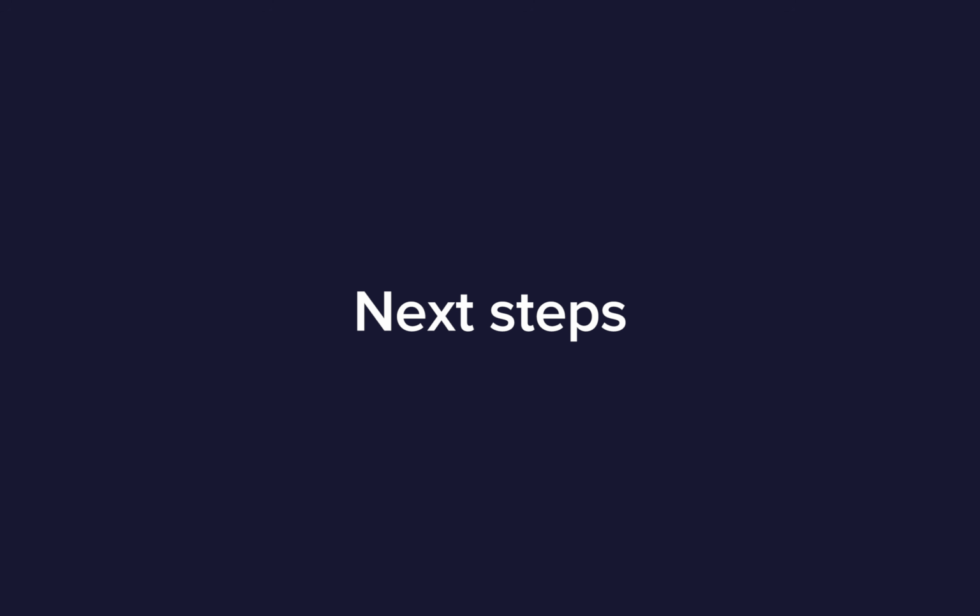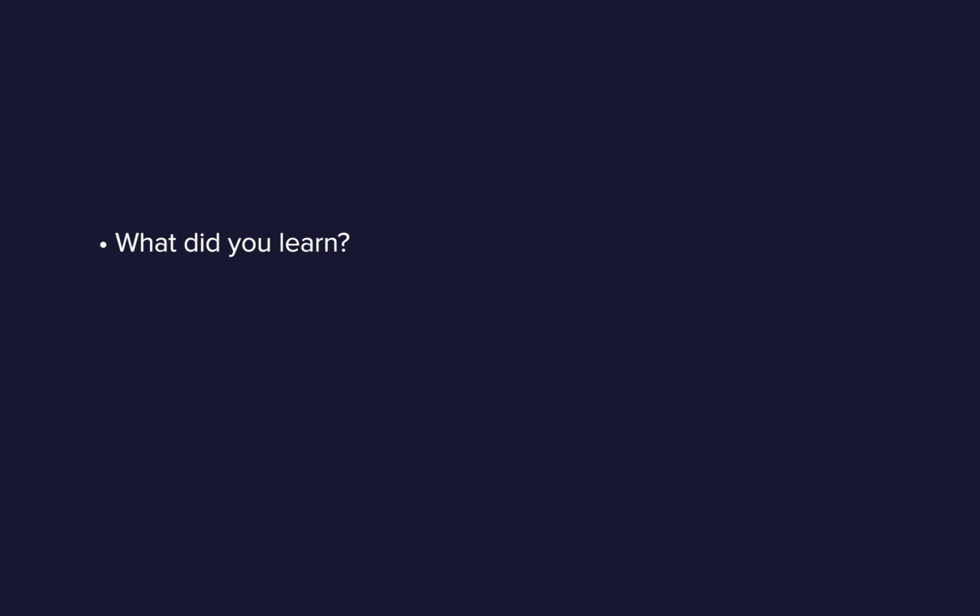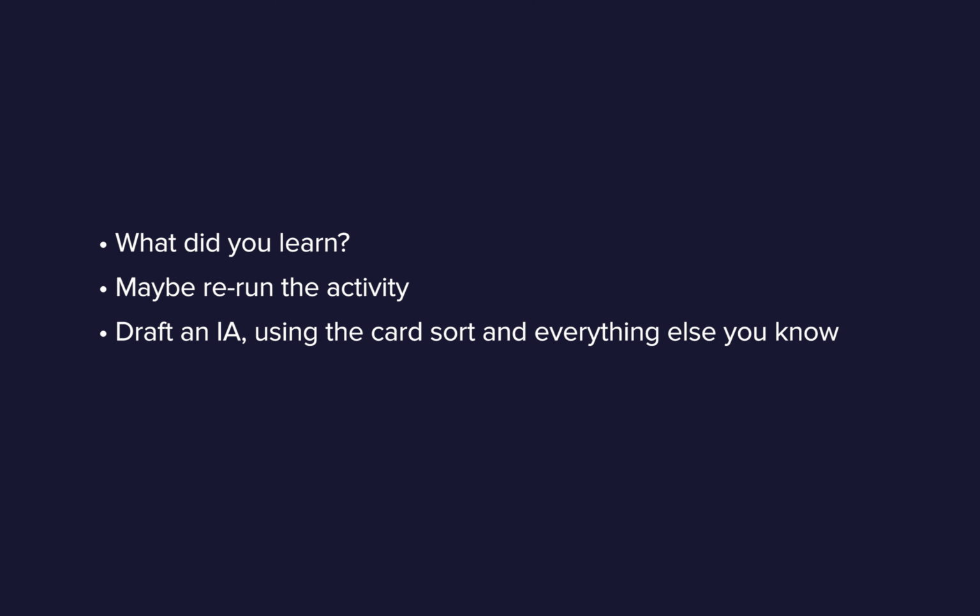The next steps from here depend on what kind of project you're working on and what you learned from your card sort. Sometimes you might want to do a bit more research to answer some questions that came up. But if you learned enough, go ahead and create your information architecture. Make sure you use everything else you know, not just the card sort, and then test the draft IA with TreeJack.